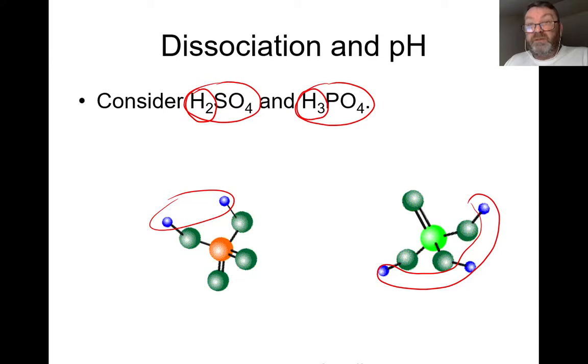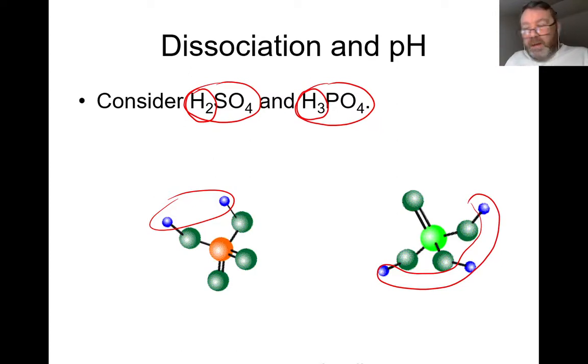H3PO4 is found in your can of Coca-Cola or Fanta or Sprite or 7-Up or one of these things. H2SO4 is found in car batteries and will strip your skin in seconds. H3PO4 is in the can of fizzy.